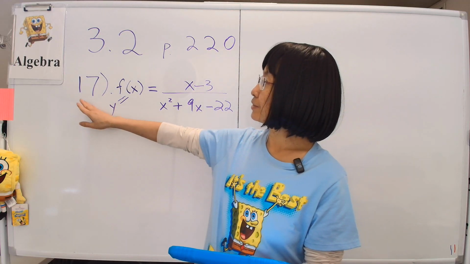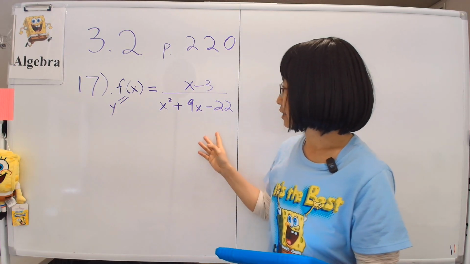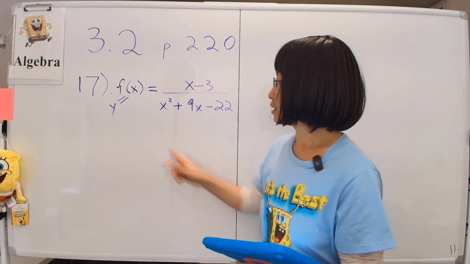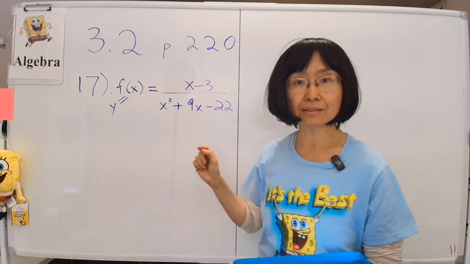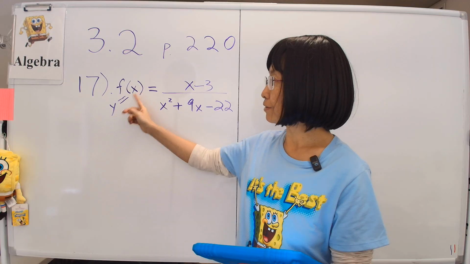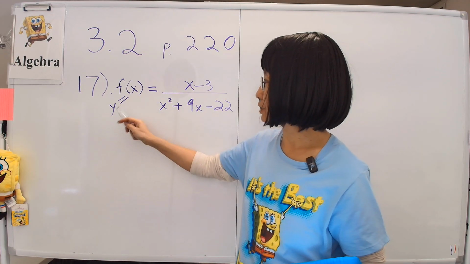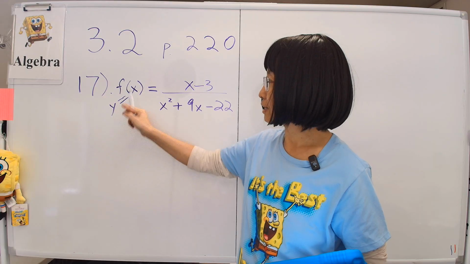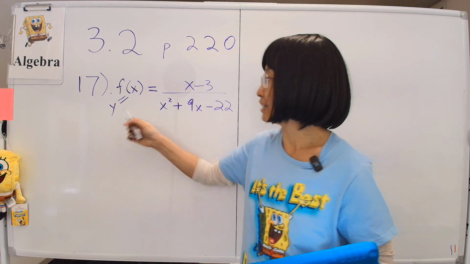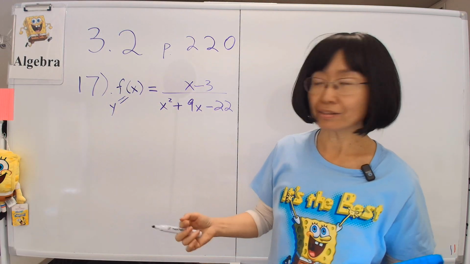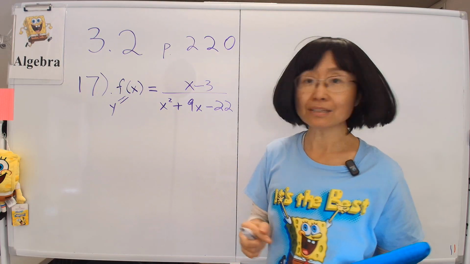Now, problem 17, I have it written down here. We're supposed to find the domain. Now, remember, if you were to plot this in a graph, then f of x is equal to y. We just say the function can be called f of x or can be called y, either way, especially for calculators. But in the meantime, we're just trying to figure out the domain.